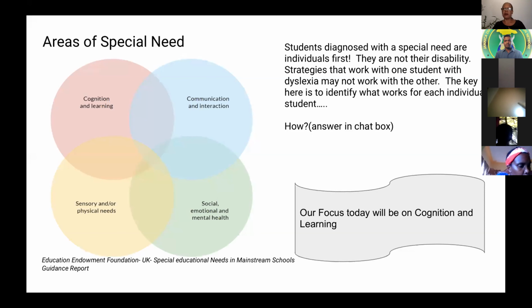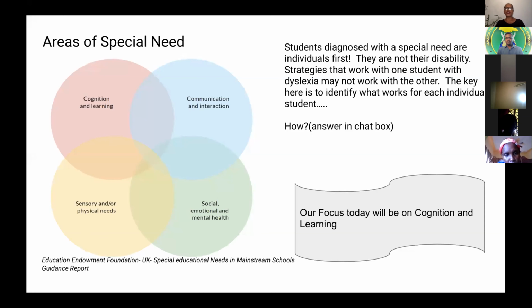We're talking about those that may be on the autism spectrum. Then we have the social, emotional, and mental health needs. Again, that has more to do with students with behavioral challenges, and again, basic mental health. We could try and figure out where that comes from, but anyway. And then of course, sensory and or physical needs, those that have physical disabilities, those that have issues with lighting and sound and touch, etc.